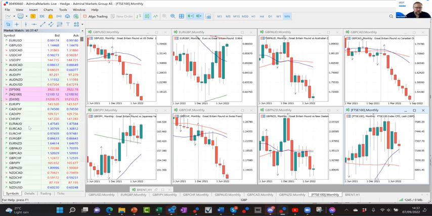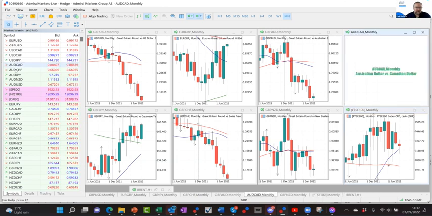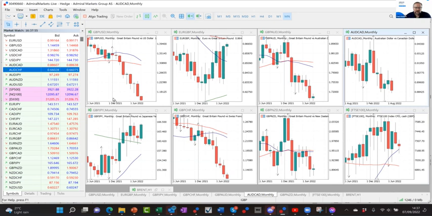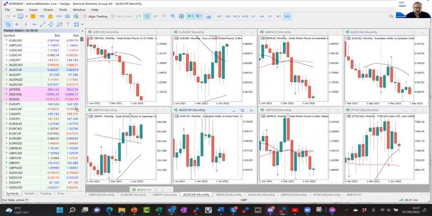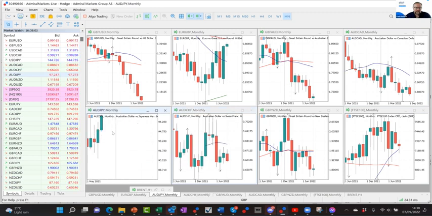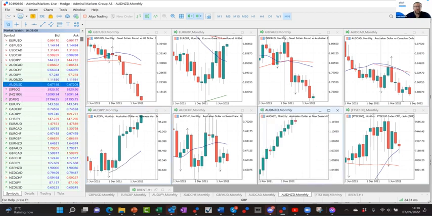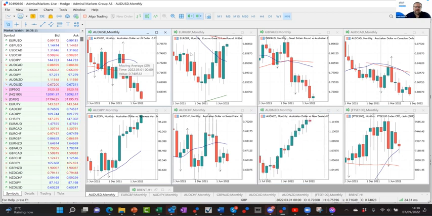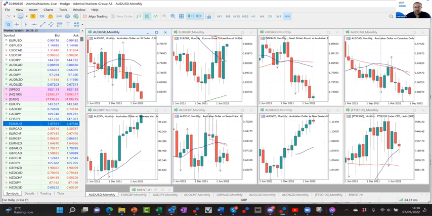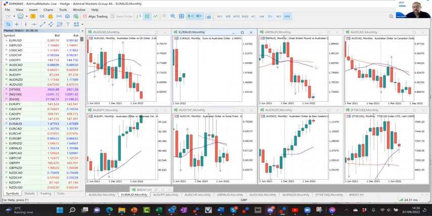So I've got the market watch here. Let's have a little look here. So I've got the Aussie against the CAD here. I've got the Aussie against the Swiss franc. I just drag and drop it into the same charts. I've got the Aussie against the yen, replacing the pound against the yen. I've got the Aussie against the New Zealand dollar. I've got the Aussie against the US dollar there. I've got, here we go, euro against the Aussie dollar. And we've already got pound against the Aussie dollar here.